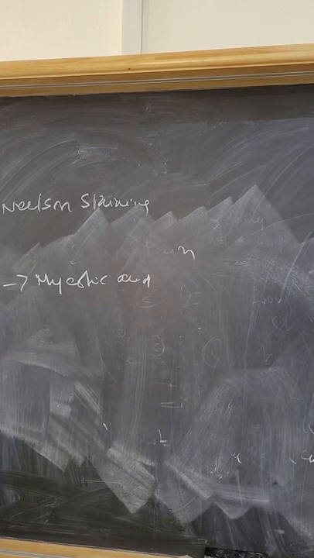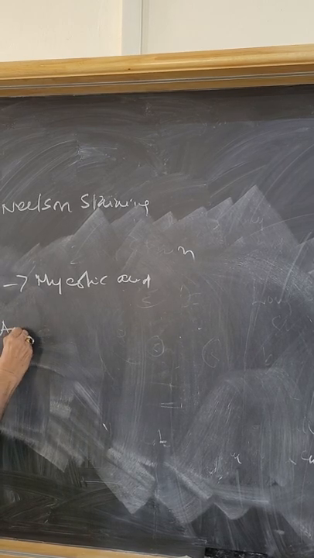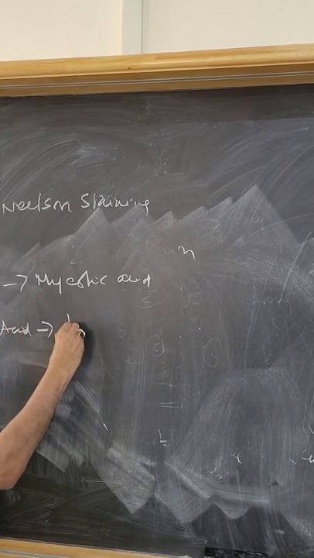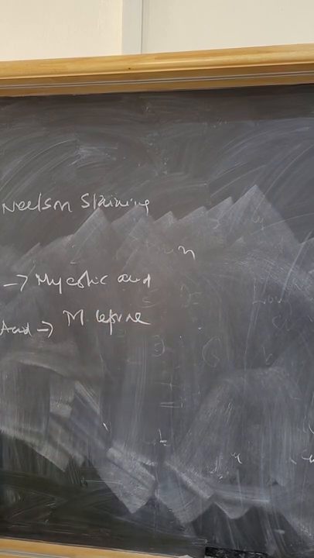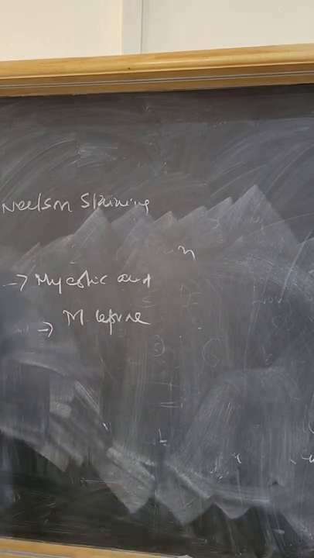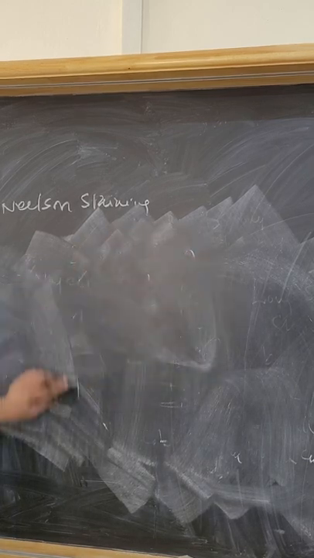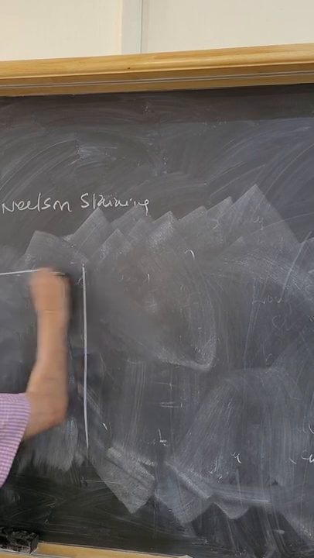Very good. Then the next question is asked: what are other acid fast organisms? Then you say Mycobacterium leprae. Then they will ask, what are the differences between Mycobacterium tuberculosis and Mycobacterium leprae? Your answer should come. At least a couple of answers should come now. We don't have time to ask in detail.